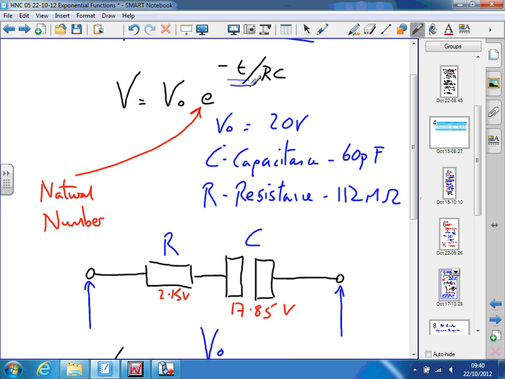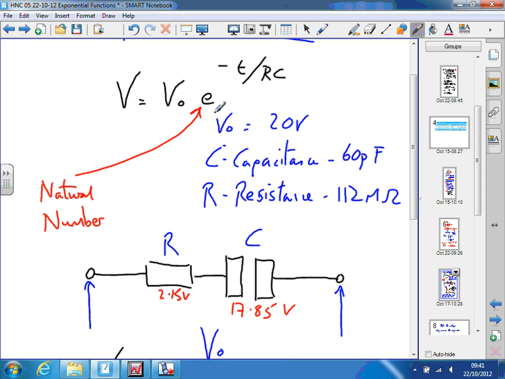In these particular functions that we're looking at, the base is always the same value, the natural number, for capacitors and things like that. So this is the function that we look at. e is always the same, so it's on the calculator, so you can find out values for it.